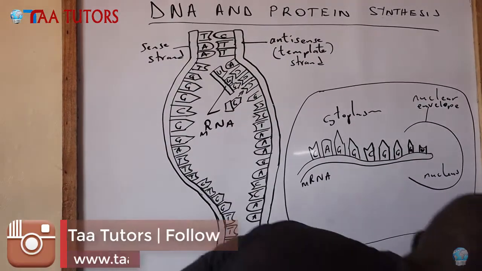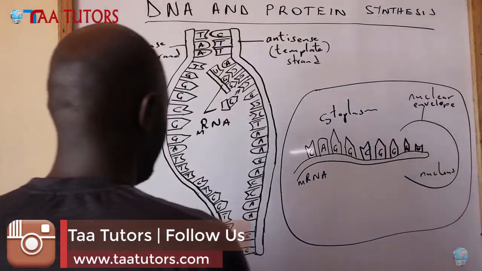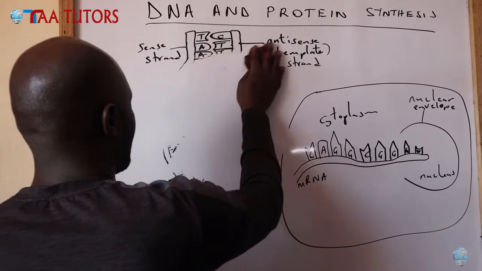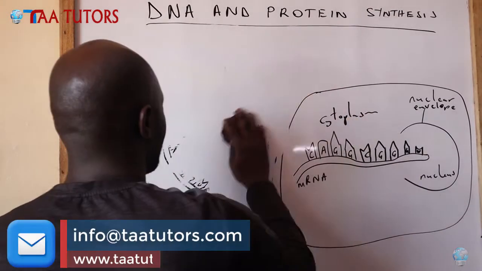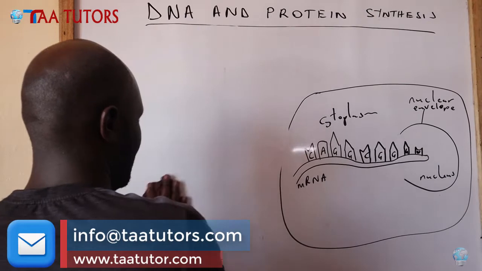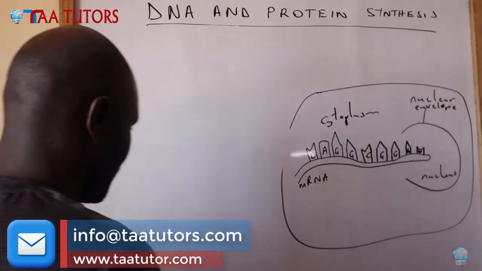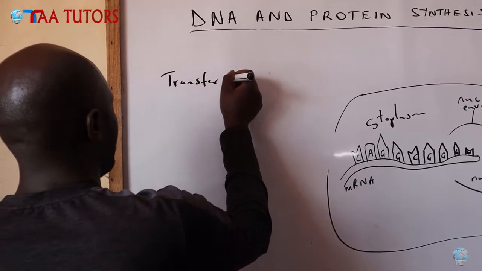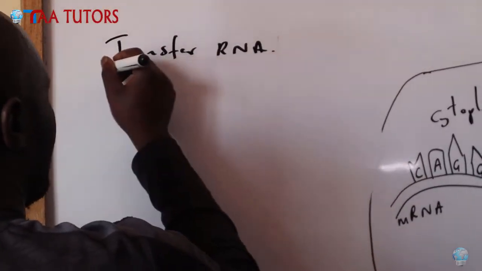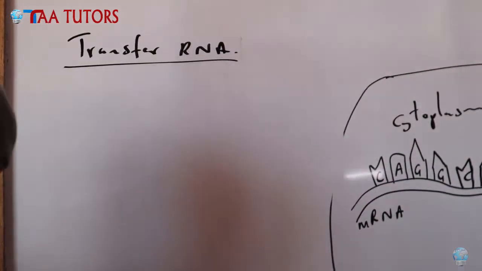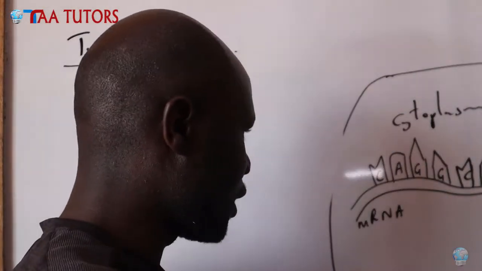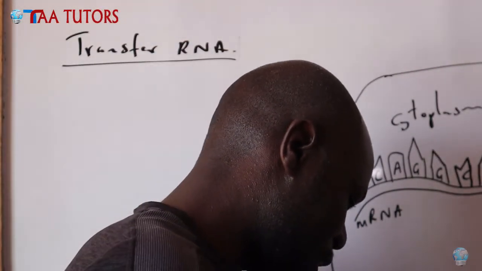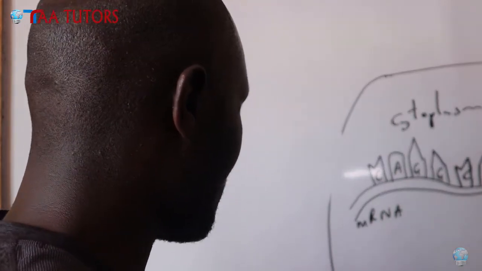Now from there we have what is called the transfer RNA. The transfer RNA is basically found within the cytoplasm of the cell. So that is our next RNA. We call it a transfer RNA. Now what is coming from the nucleus, the messenger RNA, is coming with the code that is supposed to be used to make the protein.